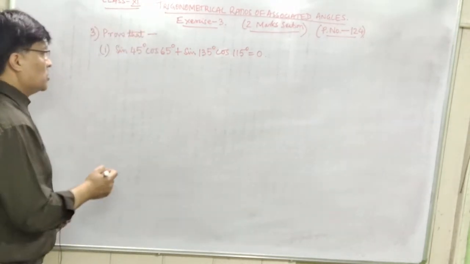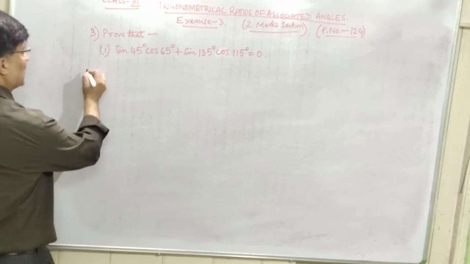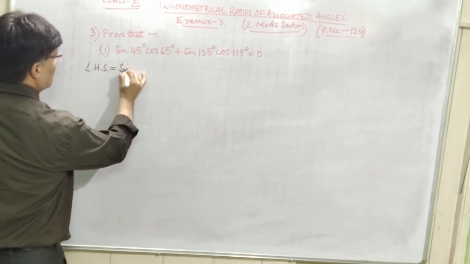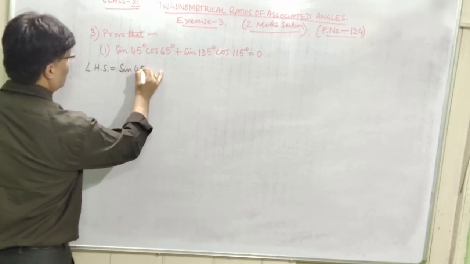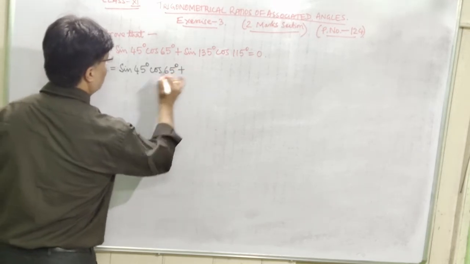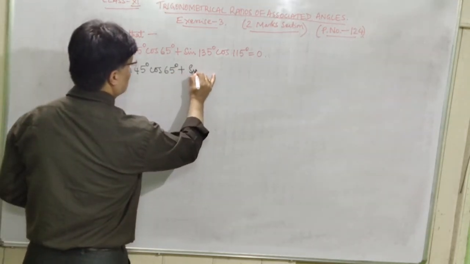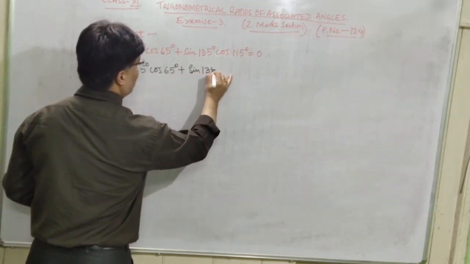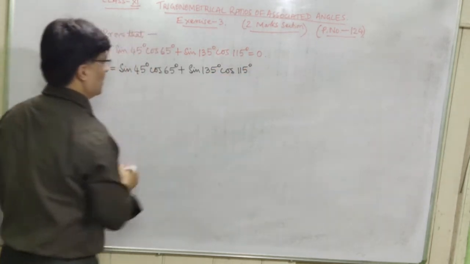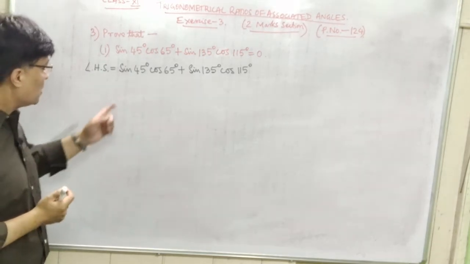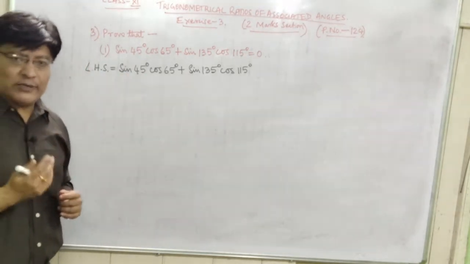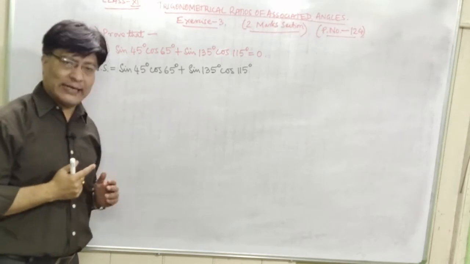Okay, so let us write down left hand side first and prove LHS is equal to RHS. So LHS is equal to sine 45 degree, cos 65 degree plus sine 135 degree and cos 115 degree. Okay, so you know that sine 45 degree is the standard angle. You can find out its value directly. You can write it directly.